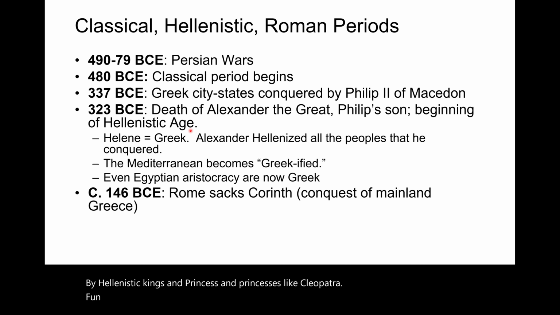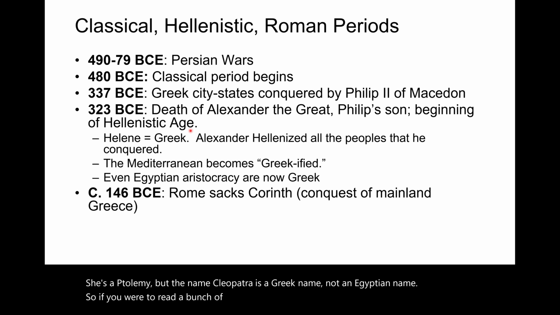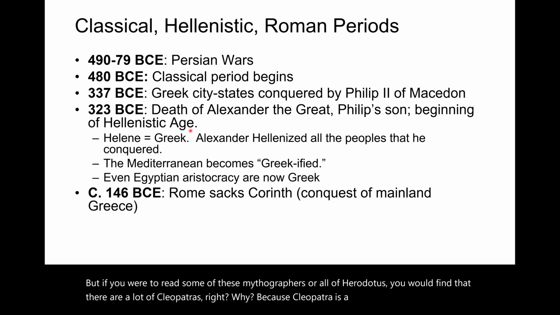Fun fact, the name Cleopatra, who we think of as being an Egyptian queen, is actually Greek. She's a Ptolemy. But the name Cleopatra is a Greek name, not an Egyptian name. So, if you were to read a bunch of the Apollodorus stories that we're not reading very much of, or some of these mythographers, or all of Herodotus, you would find that there are a lot of Cleopatras, right? Why? Because Cleopatra is a Greek name, not an Egyptian name.